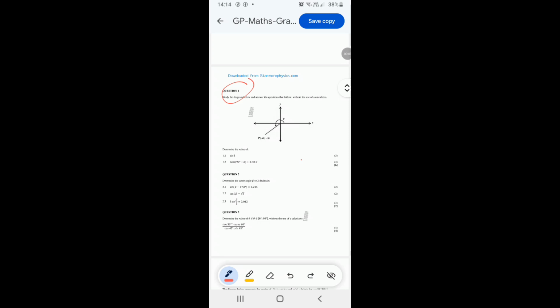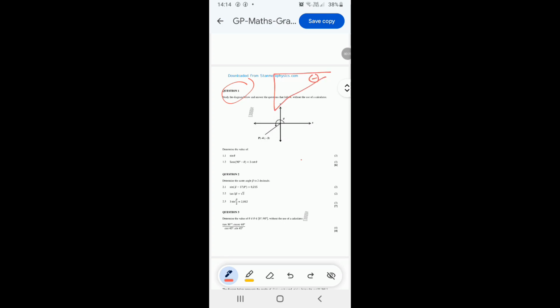Question 1. They say sine theta. So we're given this diagram here. They didn't say anything, but we have P here. So let's write our right angle triangle, draw a line there, and put theta here. What I usually do is write my own right angle triangle like that.